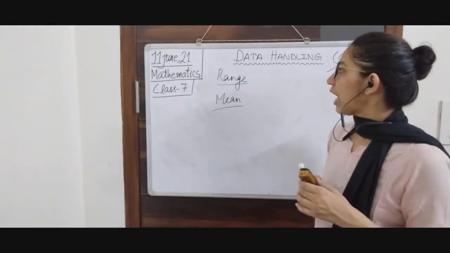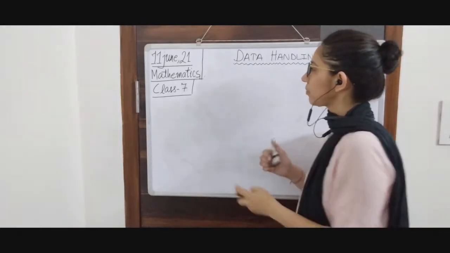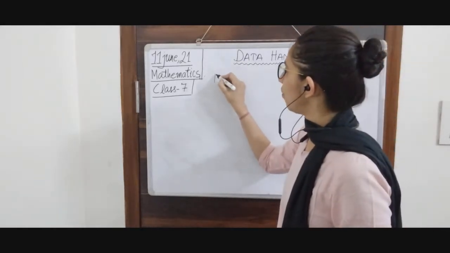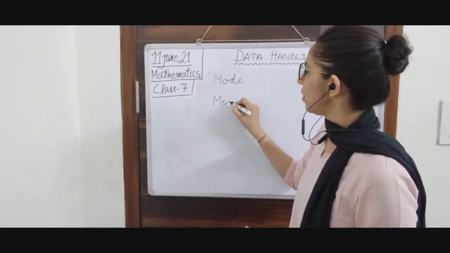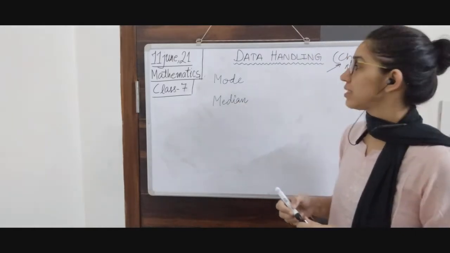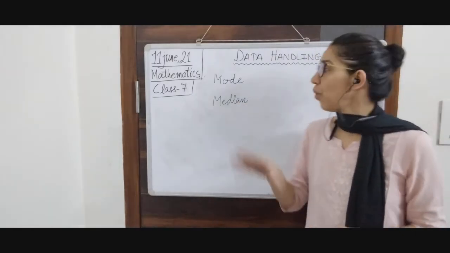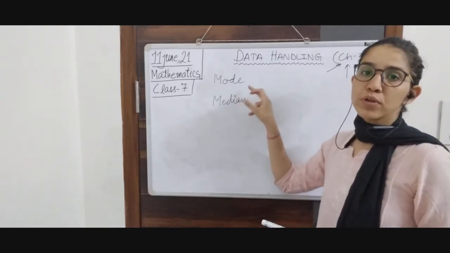Okay? Now we have two more terms. First is mode and second is median. We are going to discuss these two terms in the class. First, mode. Mode is the term which occurs most often.